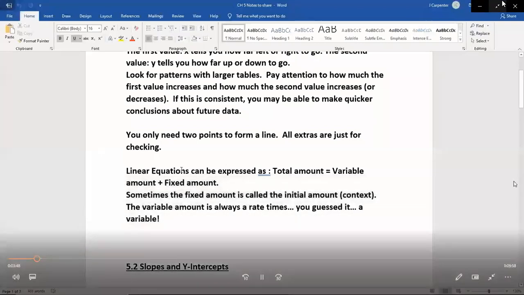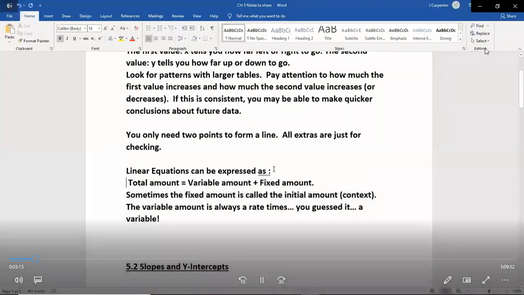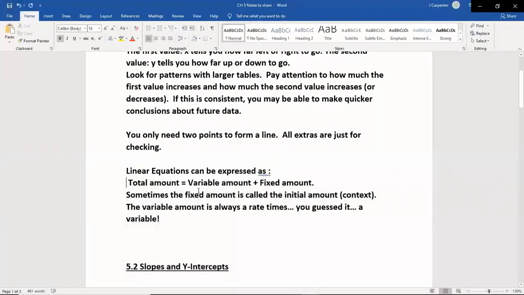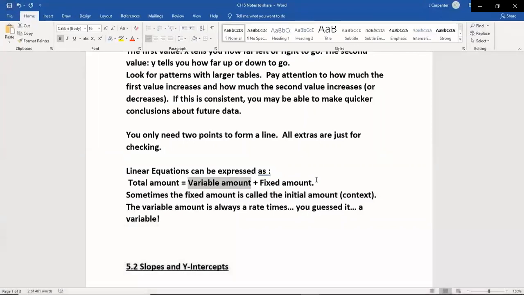Of these notes, we had just talked about how linear equations can be expressed as a total amount being the sum of a variable amount, which means an amount that changes. That's what the word variable means. It varies. And a fixed amount, which is an amount that doesn't change. So if you wanted to break down the amount it costs for you to live in your home each month in a very simple way, you could say you have the rent portion or mortgage portion, which is typically a fixed amount that doesn't change from year to year. Well, rent might go up every year, but your mortgage wouldn't.